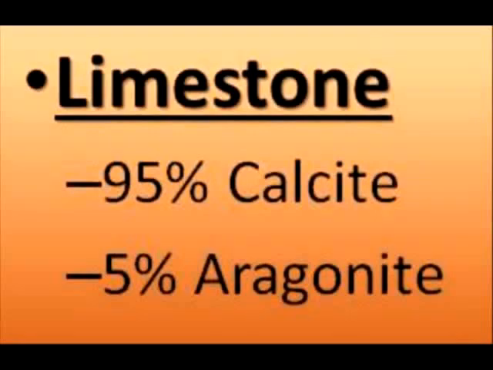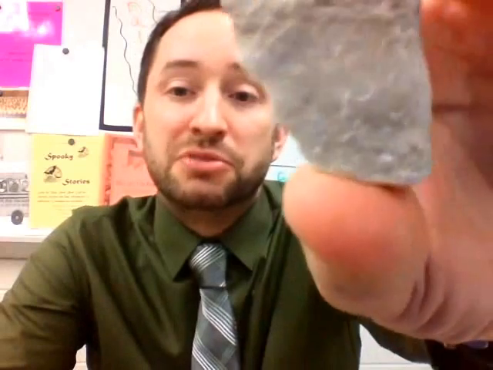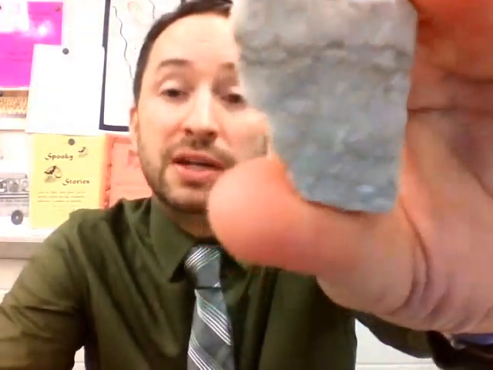This next rock is known as limestone. Limestone's chemical composition, unlike granite, is made up of 95% calcite, and only a little bit, 5%, made of aragonite. And because it's made up of pretty much just one mineral with just a little bit of aragonite mixed in, its color doesn't vary as much. Limestone is pretty much just one color, as opposed to granite, which was 3.